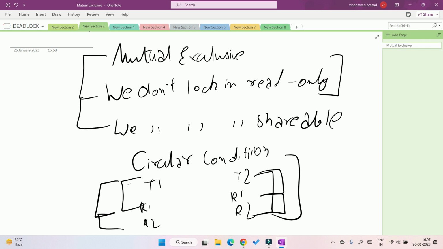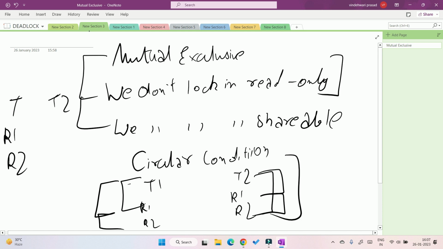What does it mean? Suppose T1 takes R1 first. Now T2 does not have R1. So when T1 is done with its work, R2 will be taken by T1. After this, T2 will take R1 and R2. So if the resources are taken in an ordered manner, no deadlock situation will occur.